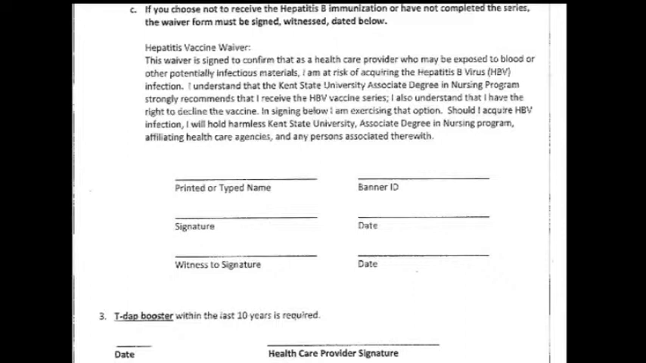You can choose to do the hepatitis vaccine waiver. This needs to be completely filled out. A witness's signature and date are needed.